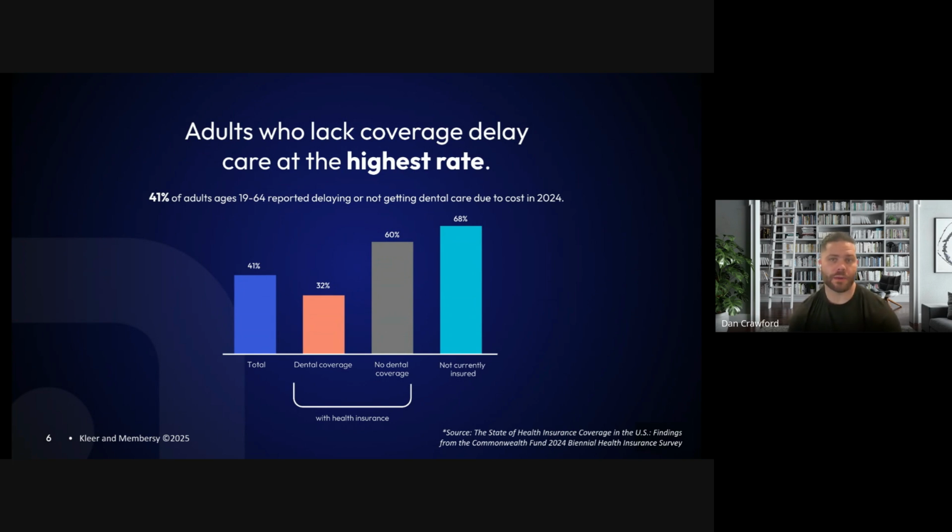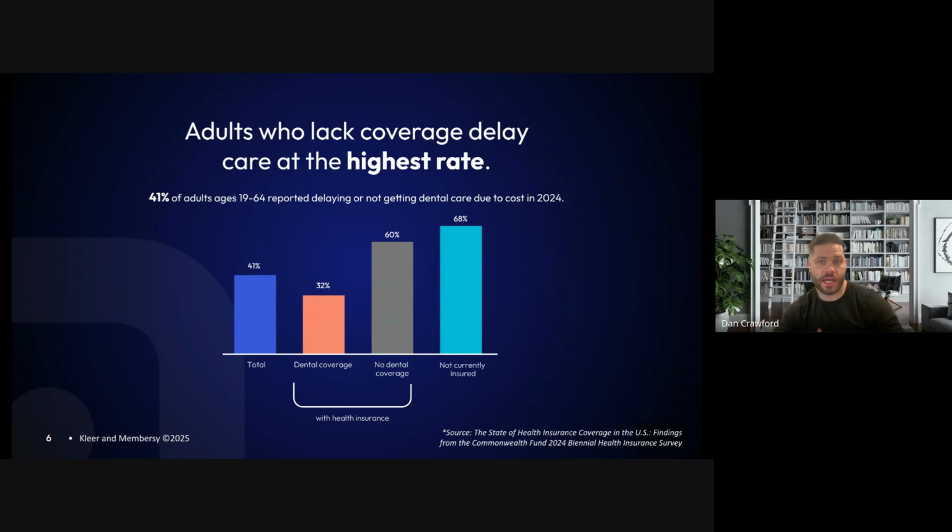So data from a biennial survey from 2024 shows that 41% of patients between the ages of 19 and 64 reported delaying dental care due to cost in 2024. 41%, right? So let's go down the line here a little bit. 32% of these patients had both health insurance and dental coverage. So about as buttoned up as you can get when it comes to coverage. Almost a third of those patients are still delaying care due to cost, right?